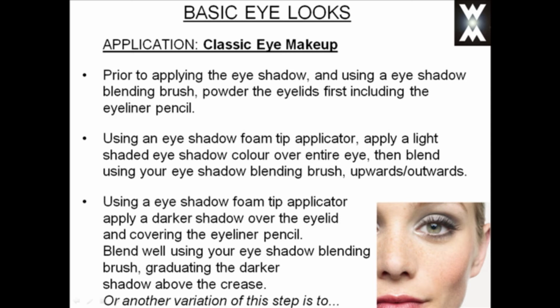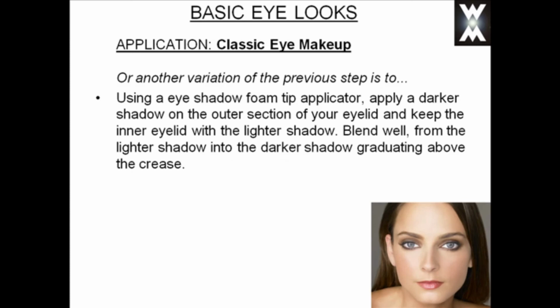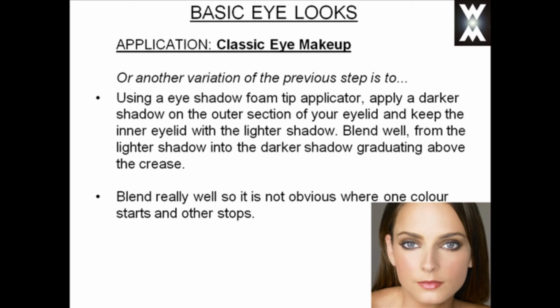There is of course another variation to this step, and that is, using your eyeshadow foam tip applicator, apply the darker eyeshadow only to the outer section of your eyelid and keep the inner section of your eyelid near the tear duct with the lighter eyeshadow. Then again, blend well using your eyeshadow blending brush from the lighter shadow into the darker shadow and graduate this above the crease again. Now we need to make sure that we blend this really well so it's not obvious where one colour starts and the other one stops.